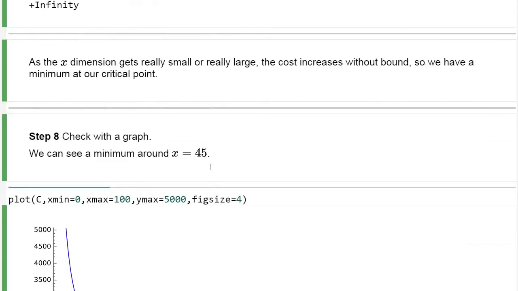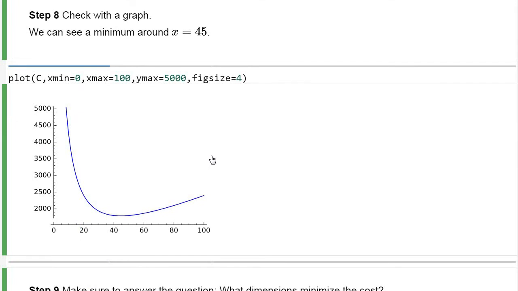All right, let's check the graph. Sure enough, it looks like somewhere around between 40 and 50 is where the minimum is. So that's consistent with what we found before, and you can see that the cost just explodes as you go off in either direction towards the endpoints of the domain.